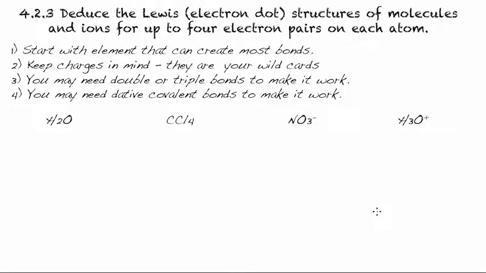In this outcome, we're going to deduce the Lewis electron dot structures of molecules and ions for up to 4 electron pairs on each atom. So let's briefly talk about what we mean by a Lewis structure. Well, what we do is we take the element symbol and then we take only the valence electrons and represent them, because the valence shell is the one that's involved in the bonding.